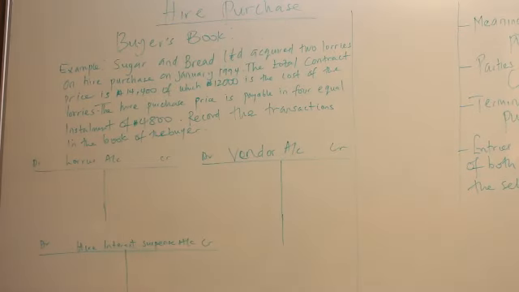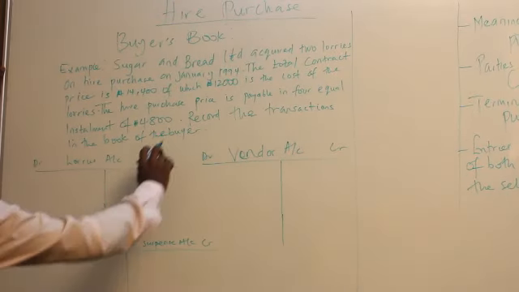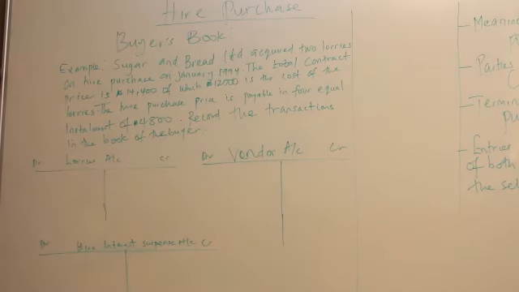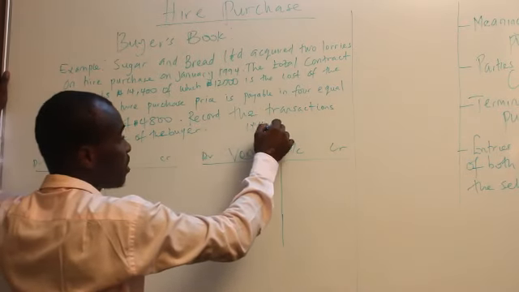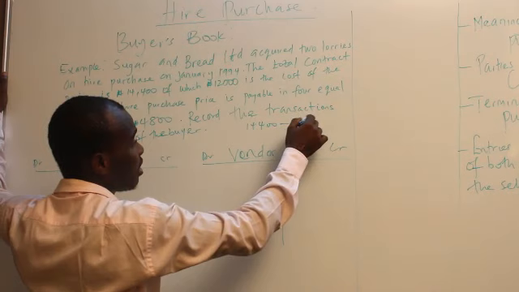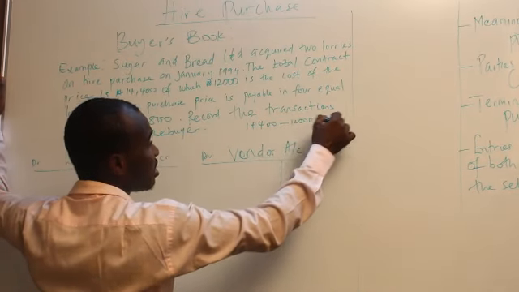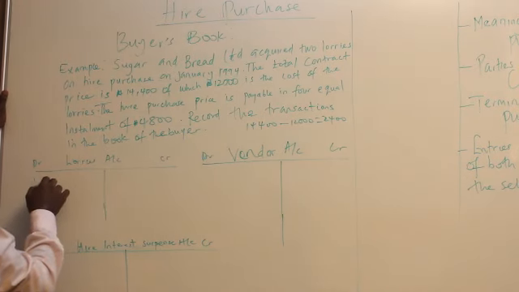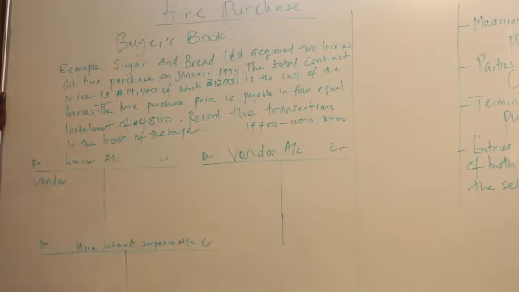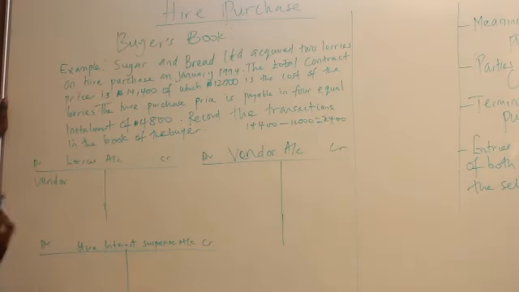So when the lorry was bought, what is the cost of the lorry? 12,000 naira. What is the interest? That will be 14,400 minus 12,000 naira, which gives us 2,400. That is the hire purchase interest. So the cash price is 12,000 naira. So what are we going to do? We are going to write the vendor. The double entry on the acquisition of the lorries is to debit lorries account and credit the vendor account.